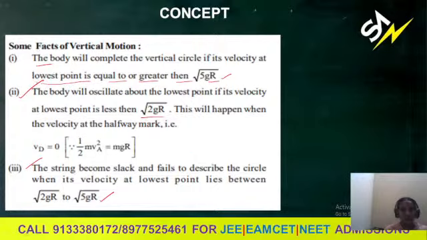So keep these points in mind. To continue its circular path, at the lowest point the velocity should be greater than root 5gr, and it should be less than root 2gr. If the value lies between them, it leaves the loop.